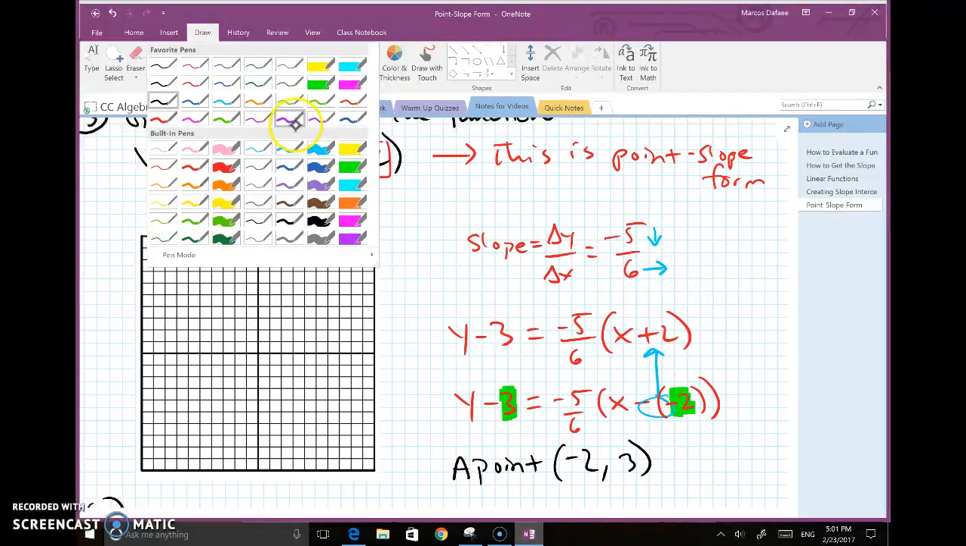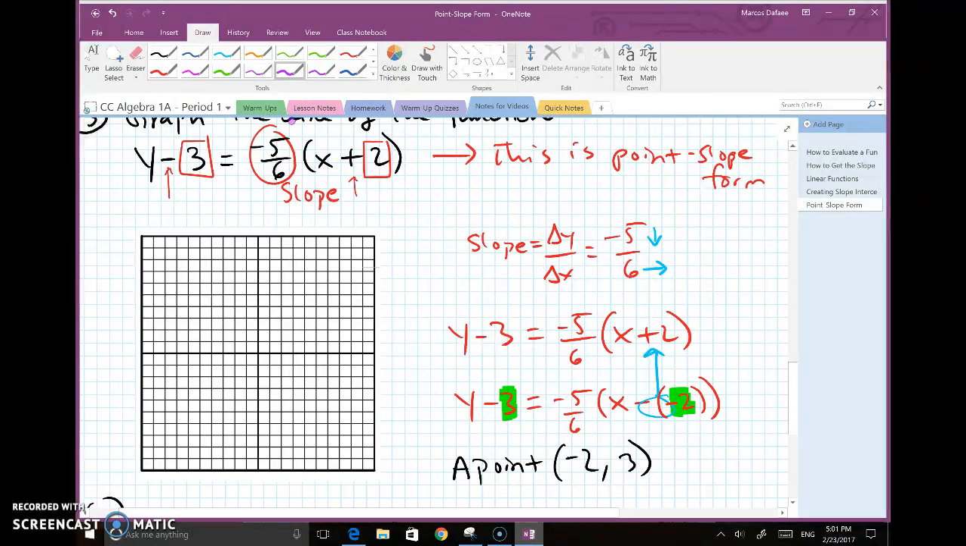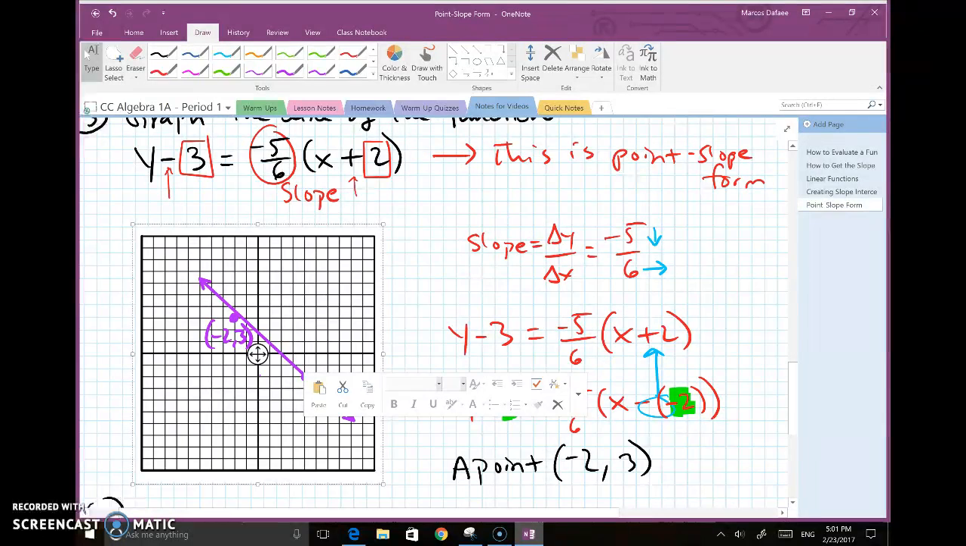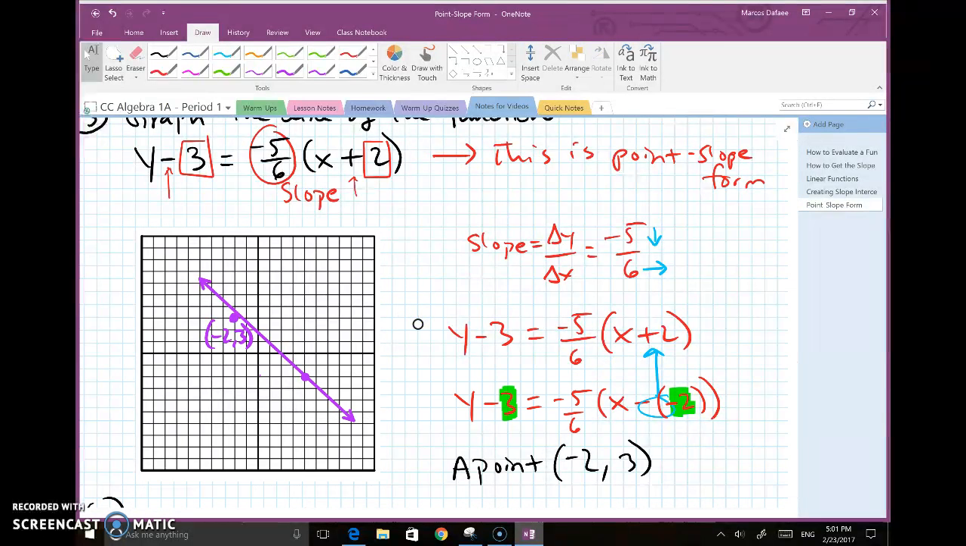So here it is. My graph will look like the following. I go to negative 2, 3, put a point right there. And then I use my slope as a guide to my next point. So my slope is negative 5 over 6. So I go down 5, 1, 2, 3, 4, 5, and over 6, 1, 2, 3, 4, 5, 6. And then I can go ahead and make my line. Okay? And there it is. Excuse me. So it's not the most accurate line, but you have the idea.